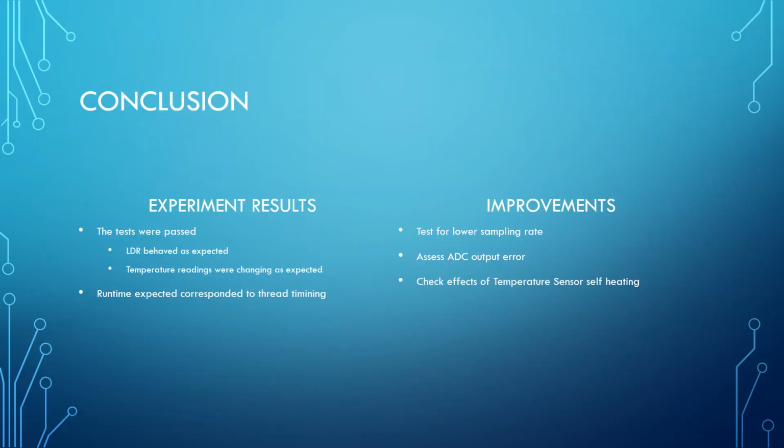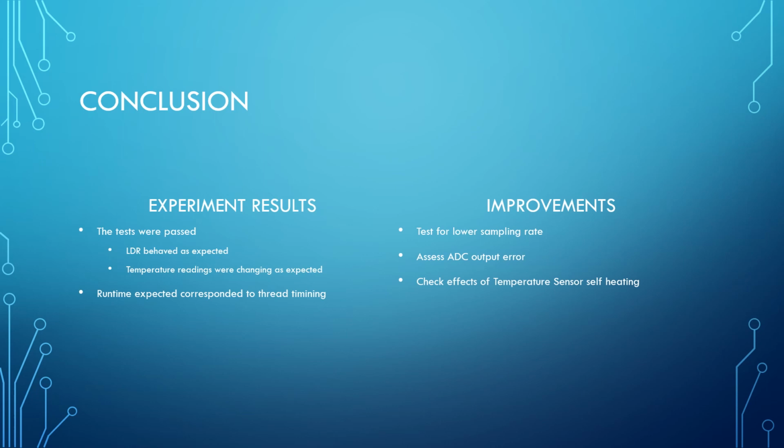So in conclusion, as may have been seen by the previous feature of the experiment, we consider that all the tests we had were passed. The LDR was behaving as expected when we increased or decreased the brightness, and our temperature readings were matching what we were expecting. We also noticed that our runtime thread checking was operating as we wanted, and it would trigger in the thread that was expected.